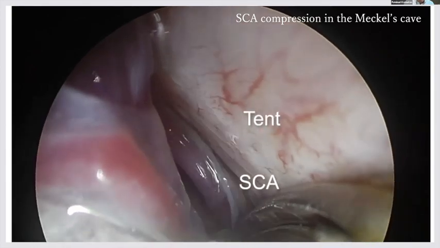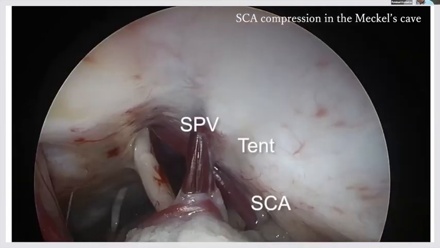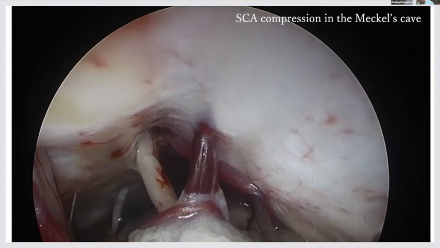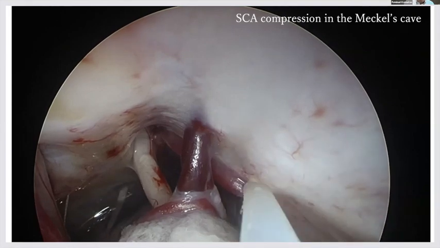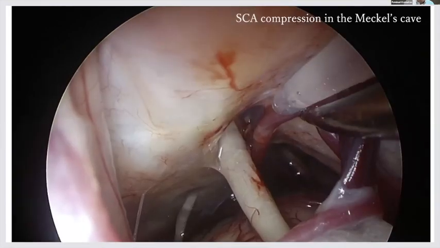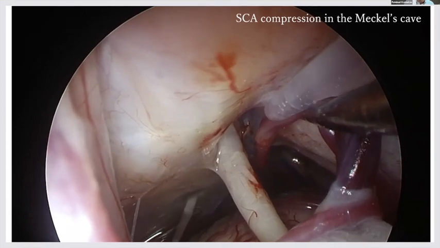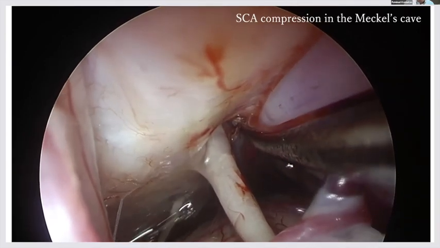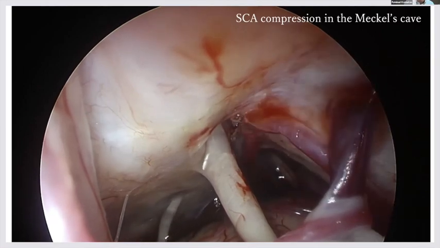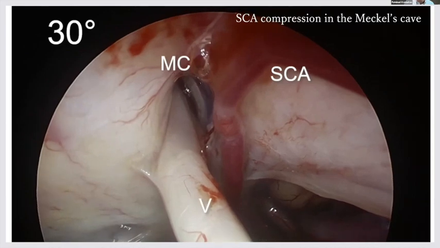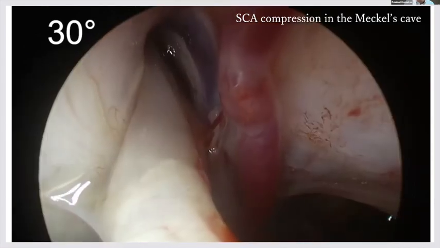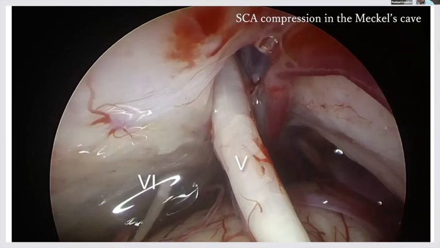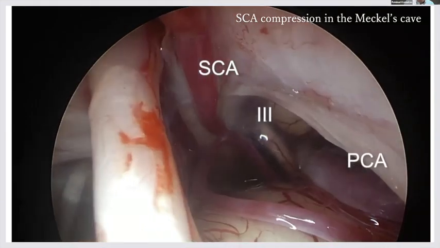And in this case, also the ambient cistern is opened. We can see the SCA behind the petrosal vein, and the distal part of the SCA is mobilized and fixed at the tentorium again. And also near the medial cave, the offending artery is transposed and fixed at the dura. The decompression is well performed. The 30 degree endoscope will visualize the situation. And this is the final explanation of this surgery.